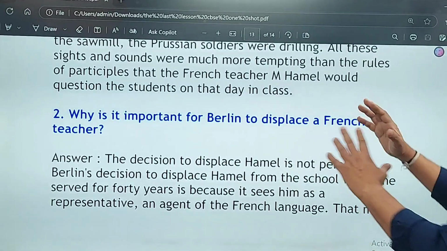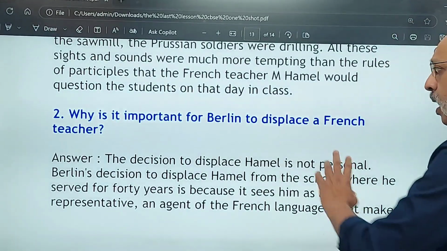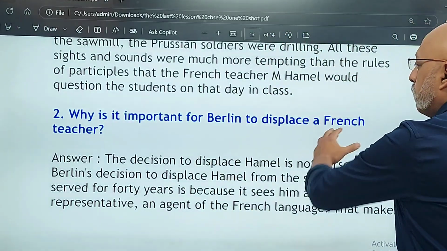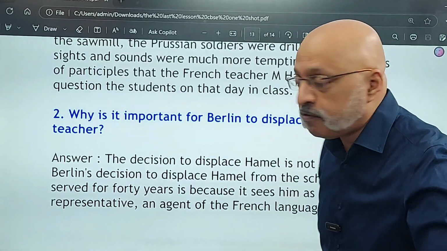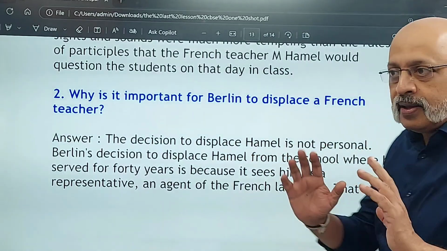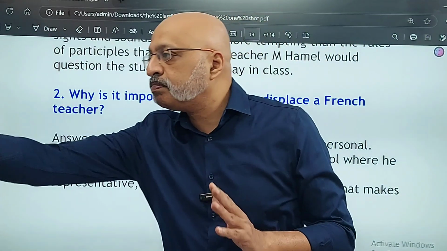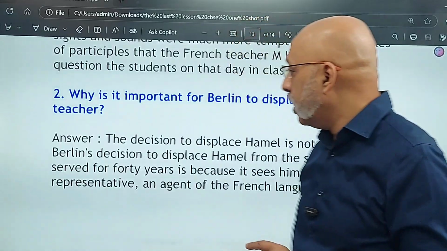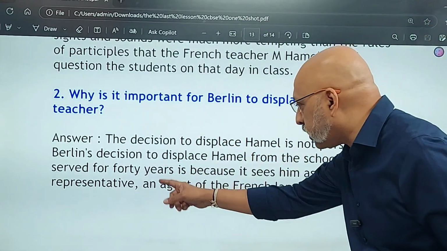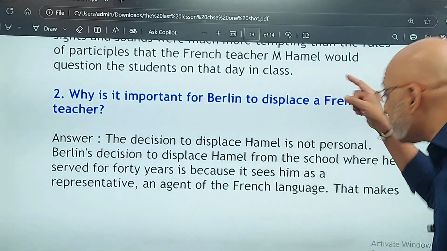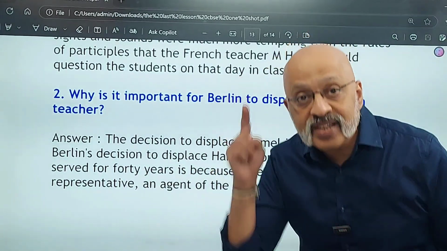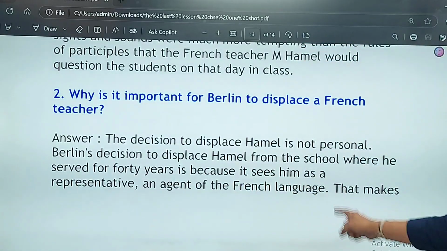Why is it important for Berlin? Now, this is an important answer which I have written. This is an analysis question. Why is it important for Berlin to displace a French teacher? The decision to displace Hamel is not personal. It's not as though Berlin has got some personal animosity against M. Hamel. Berlin's decision to displace Hamel from the school where he served for 40 years is because it sees the French teacher as a representative, an agent of the French language.